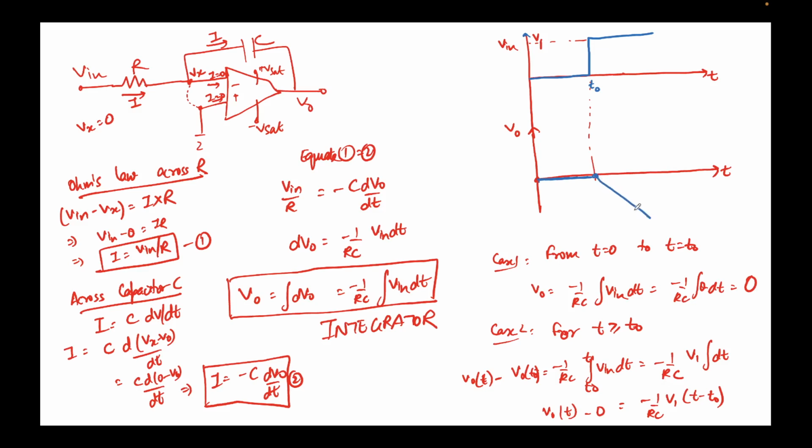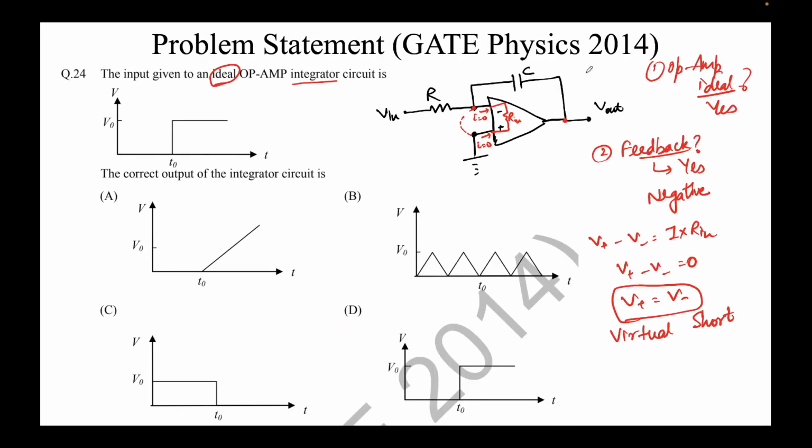Something like this. So that's how the output waveform of V0 will look for this given input waveform. Let's see which options match. Remember what we were getting is something like this. So it looks like none of the options are matching. So that's it. No option is correct as far as this question is concerned. Okay, thank you for listening.